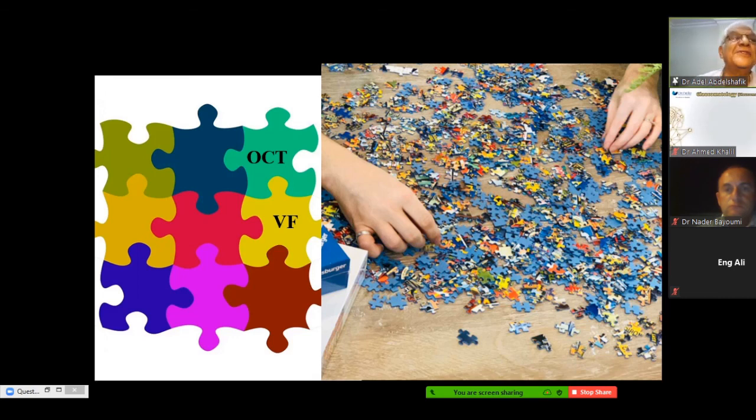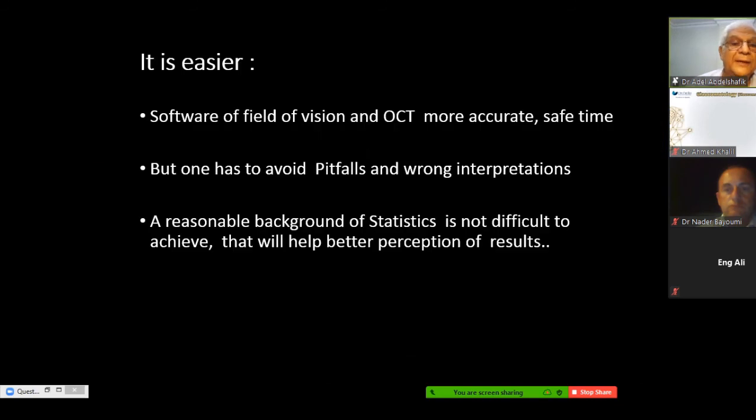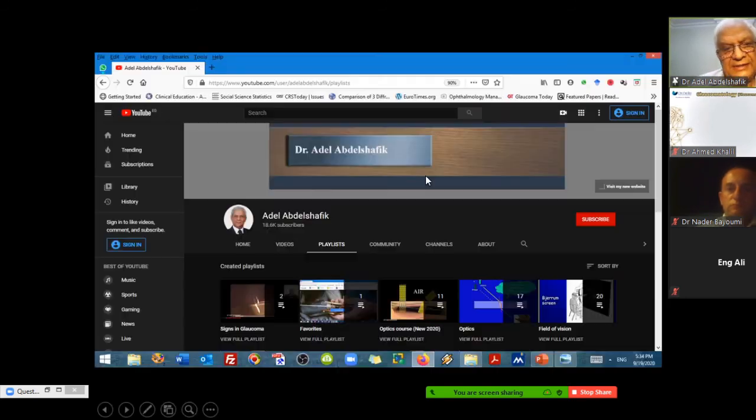For each of the machines available, we should depend on the machines. This will give us more accurate results and it will save us our time. But you have to avoid pitfalls and wrong interpretation, and also you have to have a reasonable background of statistics. It is not difficult to achieve, but this will help us have a better perception of the results.